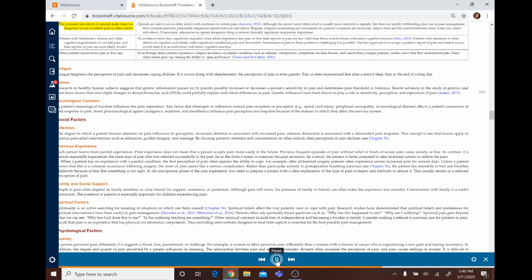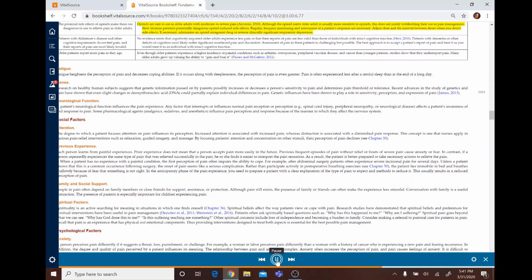Misconception: the potential side effects of opioids make them too dangerous to use to relieve pain in older adults. Correction: opioids are safe to use in older adults with moderate to severe pain (Arnstein, 2010). Although the opioid-naive older adult is usually more sensitive to opioids, this does not justify withholding their use in pain management. Slow titration prevents potentially dangerous opioid-induced side effects. Regular, frequent monitoring and assessment of a patient's response are necessary. Adjust dose and the interval between doses when you detect side effects. If necessary, administer an opioid antagonist drug to reverse clinically significant respiratory depression.